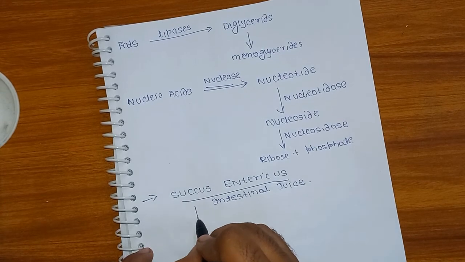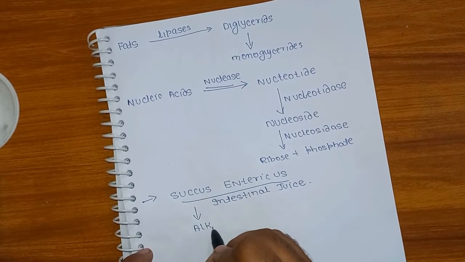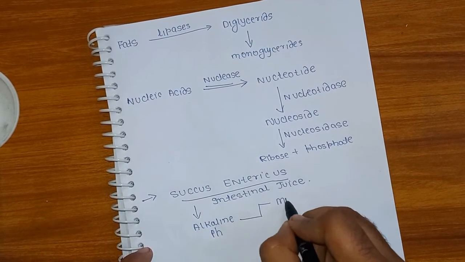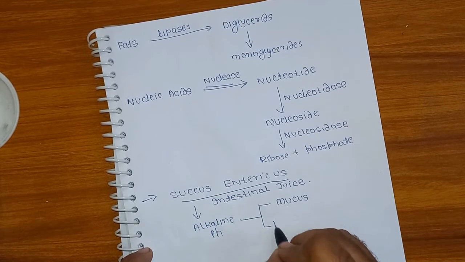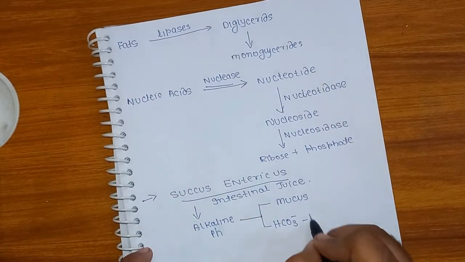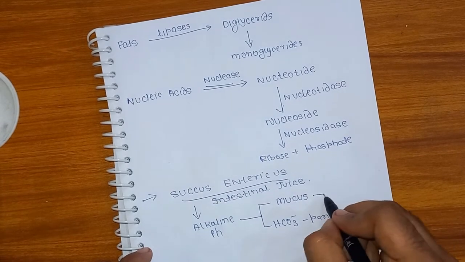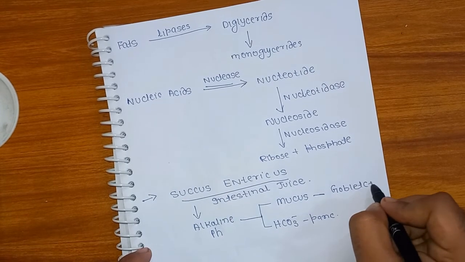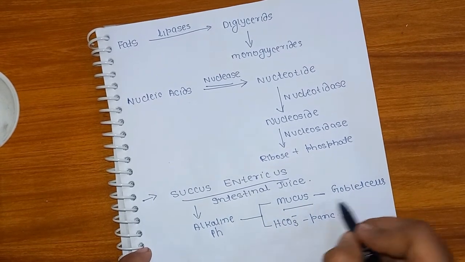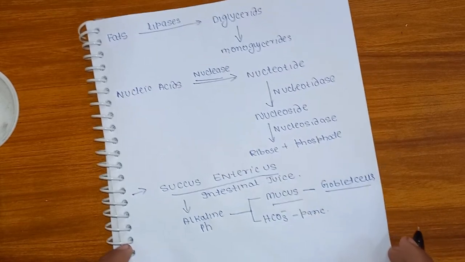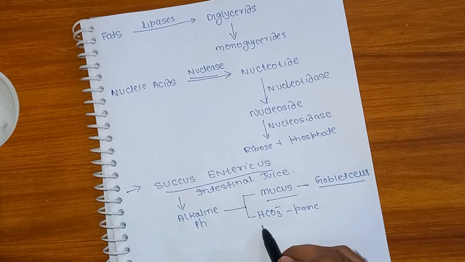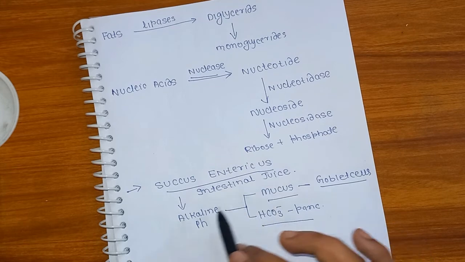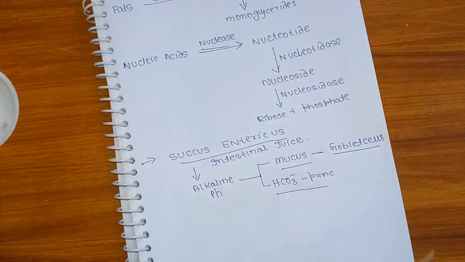One point you have to remember: it works in alkaline pH. This alkaline pH is in turn produced by mucus and bicarbonate. This bicarbonate comes from the pancreas. For the mucus, remember there are special cells in the intestine called goblet cells. They produce this mucus and are present in the mucosa of the small intestine. So succus entericus works under the alkaline condition, which is produced by these things.